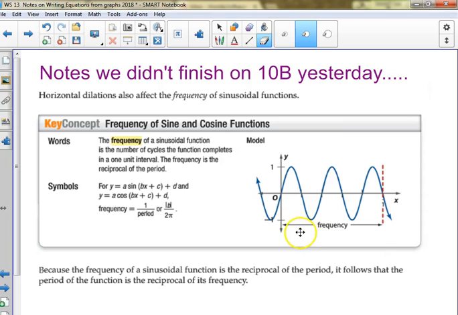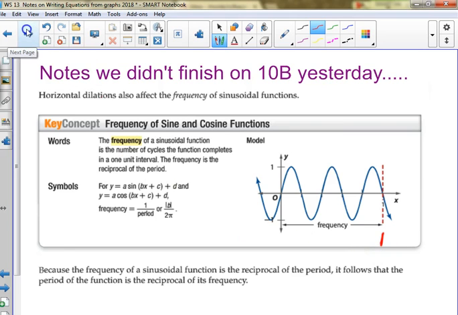I want to finish this up. Frequency is the number of cycles in one interval unit. So it is the reciprocal of the period. The definition of period is how long it takes to finish one cycle, and frequency is how many cycles in one unit. So if this is 1 second or whatever, the frequency would be 2.5, right? It finished 2.5 cycles in 1 second.